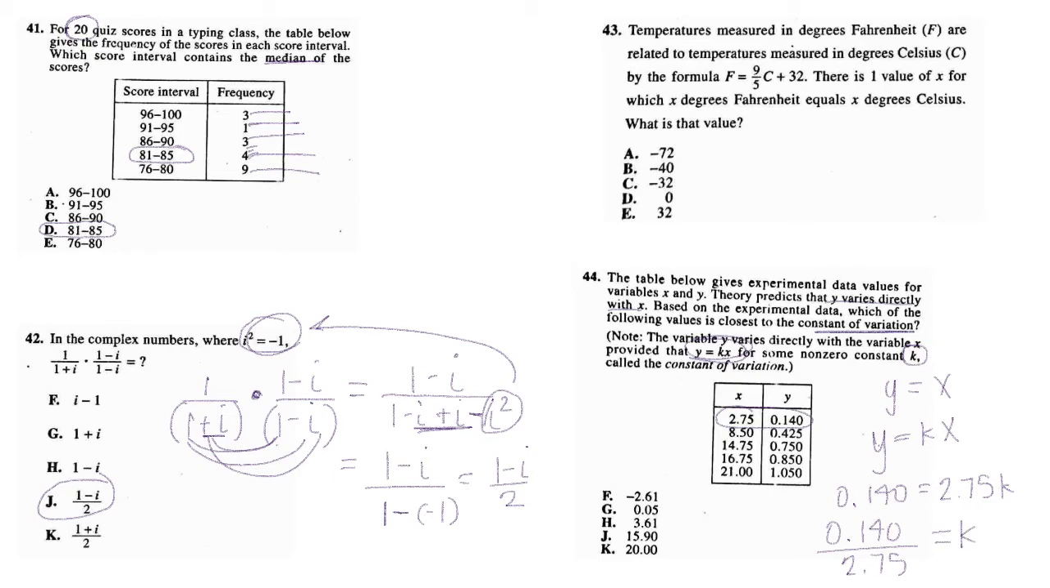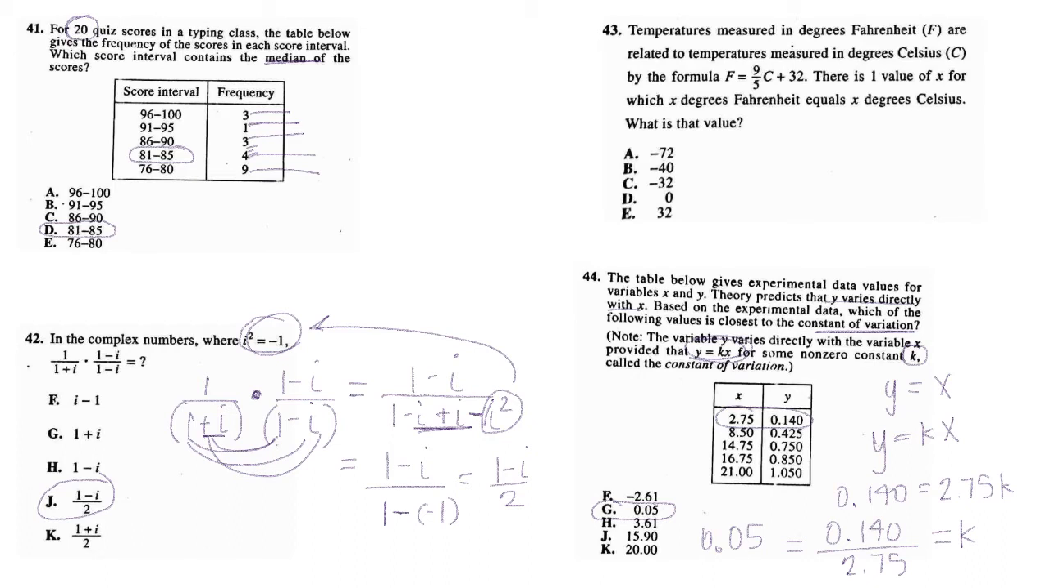So let's type that in our calculators and see what we get. We have 0.140 divided by 2.75. And so that's going to give me about 0.05. So it looks like we're going to have, for 44, answer choice G. So that wasn't too bad. I would try to use the problems here because most of us are not going to remember what that constant of variation is, or if we've even seen it, but the problem itself here gave it to us.